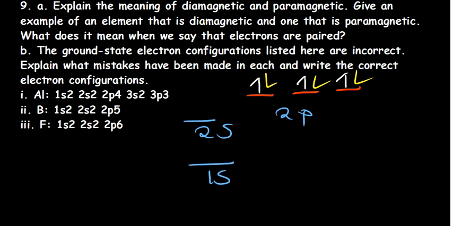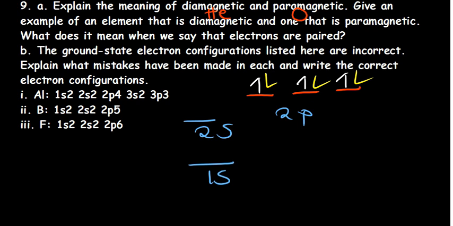So diamagnetic refers to all electrons being paired, and they are not attracted to any magnetic field. Paramagnetic refers to having unpaired electrons. So diamagnetic does not have any unpaired electrons. Paramagnetic does have unpaired electrons, which are weakly attracted to a magnetic field. Let me give simple examples. I think that would be helium for diamagnetic and then oxygen for paramagnetic.